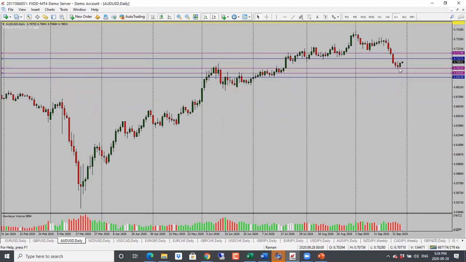Aussie dollar, this is looking bullish. We see a bullish candle close here. Now concern again here because it is sideways right now. It's not completely bullish. None of these are completely bullish right now.